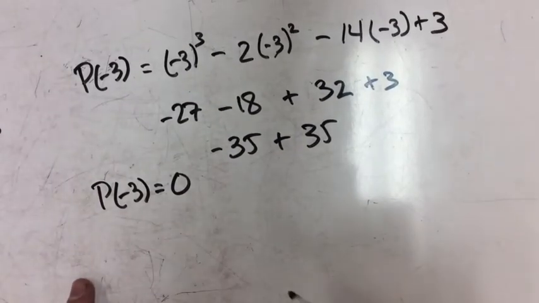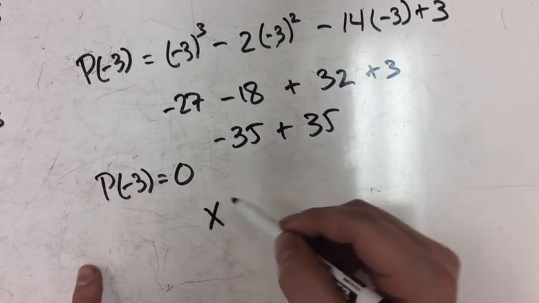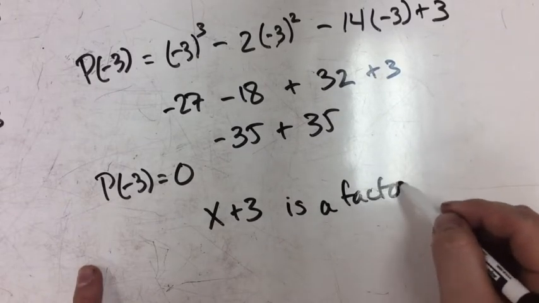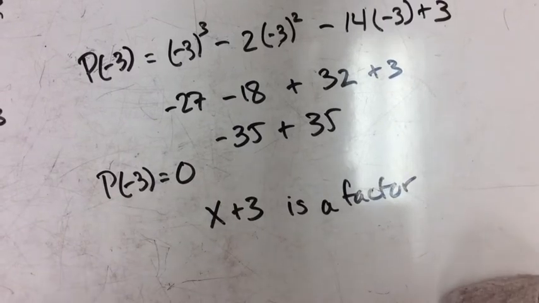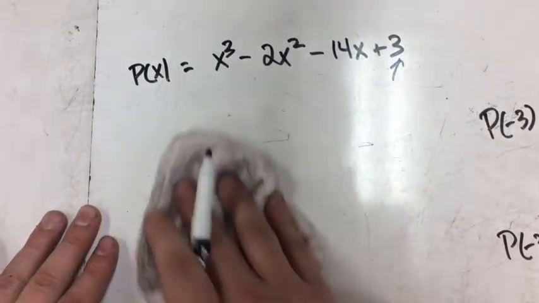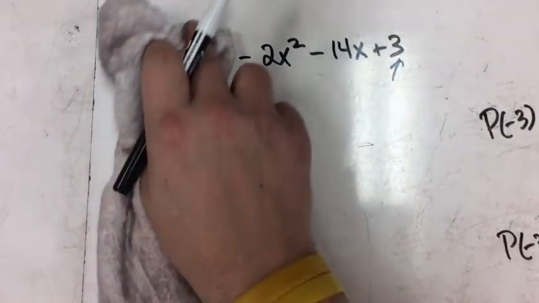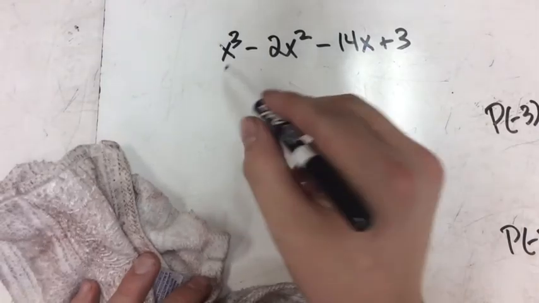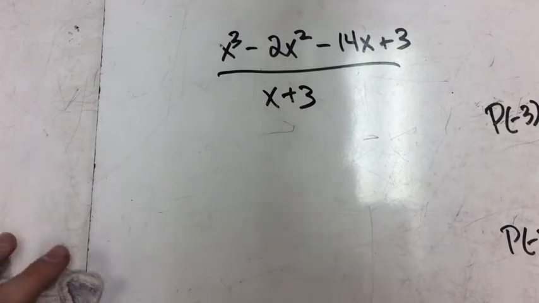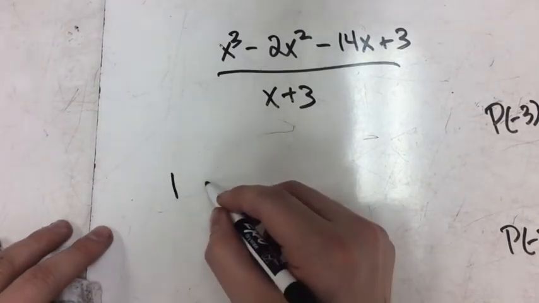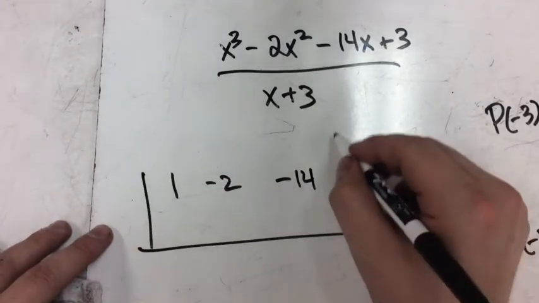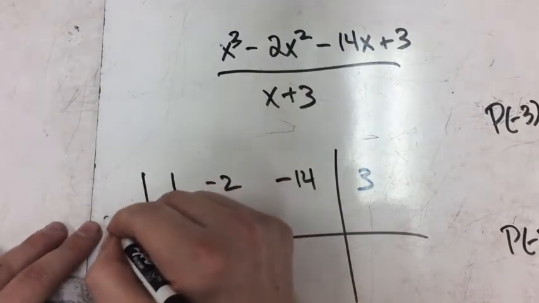To represent this as far as the polynomial, we'll say that x plus 3 is a factor. Now that we've discovered a factor, we can go ahead and come back to our polynomial and look at the division process. So we're going to ask ourselves, what is this polynomial divided by our factor, which is x plus 3? Again, I'm going to use synthetic. That's where I feel comfortable. 1, negative 2, negative 14, and 3. Box under, line, arrow, opposite factor.